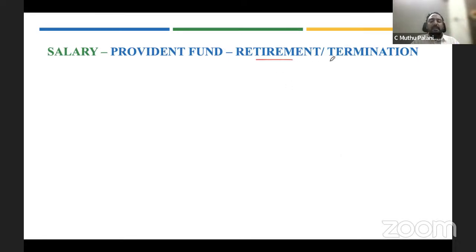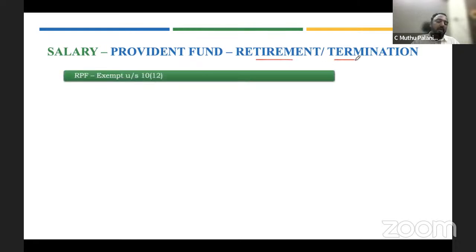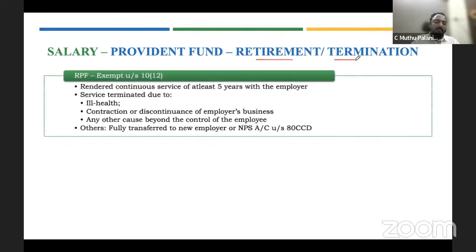Now, what happens at the time of retirement or termination? If it is recognized provident fund, it is exempt under section 10 clause 12. But what is the condition? It is exempt only when these conditions are satisfied. The condition is that it must be continued service for at least 5 years with the employer. So continuous employment for 5 years with the employer.